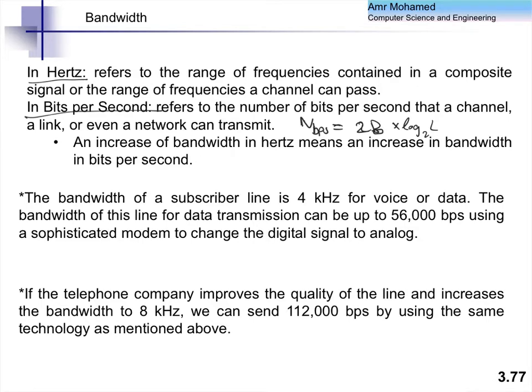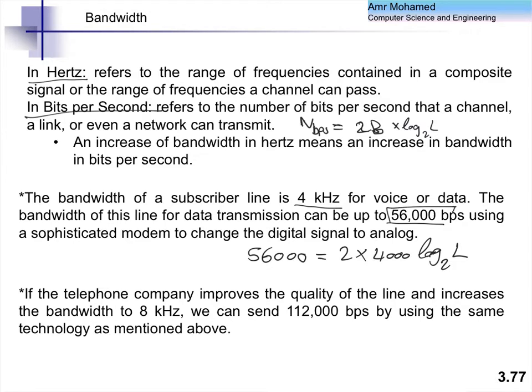So, for example, the bandwidth of a subscriber line is 4 kilohertz of voice. So we know that the voice has a bandwidth of 4 kilohertz. But the bandwidth of this line for data transmission can be up to 56,000 bits per second. So this 56,000 bits per second equals double the 4 kilohertz multiplied by log 2 of L.